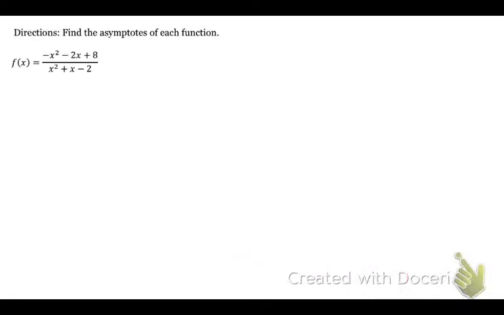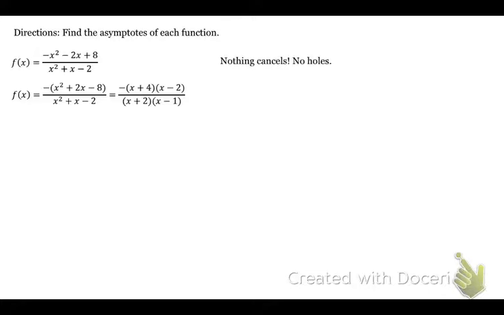Okay, let's do this one. So we want to find the asymptotes of this. First I'm going to factor it. I get negative x squared plus 2x minus 8 over x squared plus x minus 2, which is negative x plus 4, x minus 2, over x plus 2, x minus 1. So nothing cancels, which means there are no holes.